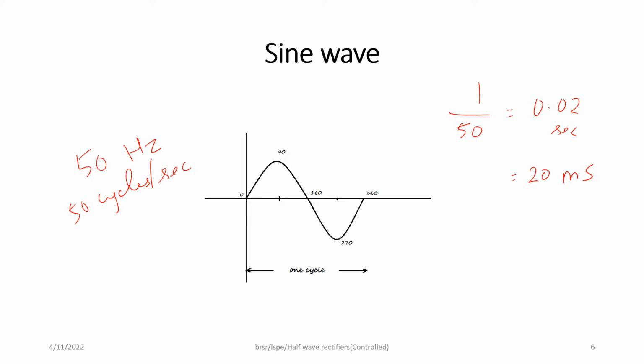One cycle has a positive half cycle as well as a negative half cycle. So the positive half cycle will last for 10 milliseconds and the negative half cycle will last for another 10 milliseconds. When we use an SCR, we will have to understand this, and then it will be easy to know the operation of the rectifier. The markings here are, this is 0, and one cycle is represented by 360 degrees. In terms of radians, it is represented as 2 pi. 360 degrees is equivalent to 2 pi.